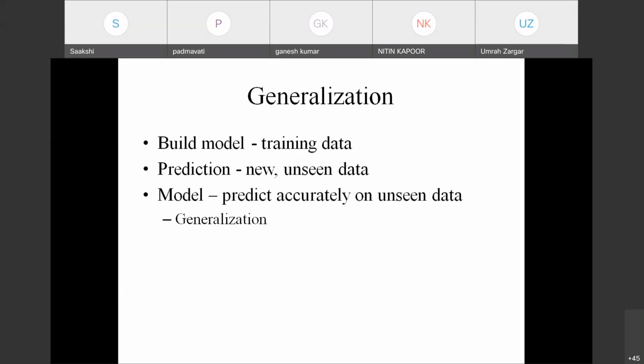So what is the expectation from the model? The model should predict accurately on the unseen data as well. If my model is giving predictions with good accuracy on the unseen data, that means, even though while training it has not seen that kind of data, then we say that particular model is a generalized model. Okay, it is giving good results even if the data has not been seen by the model during the training.